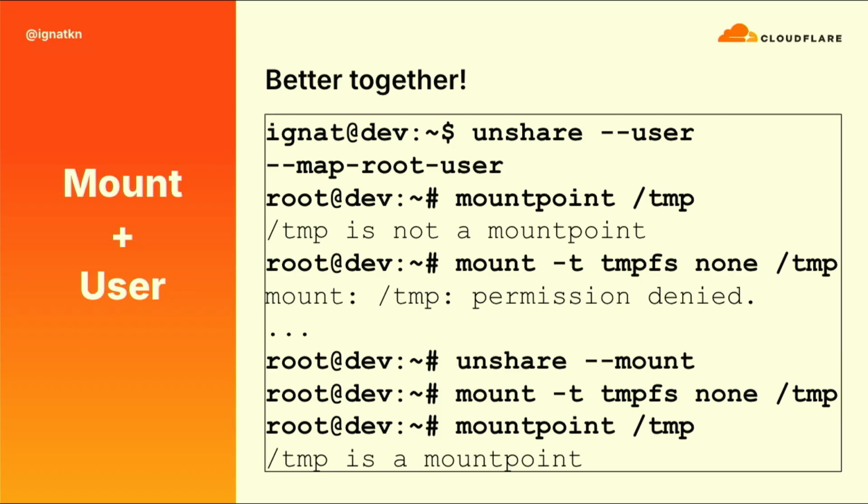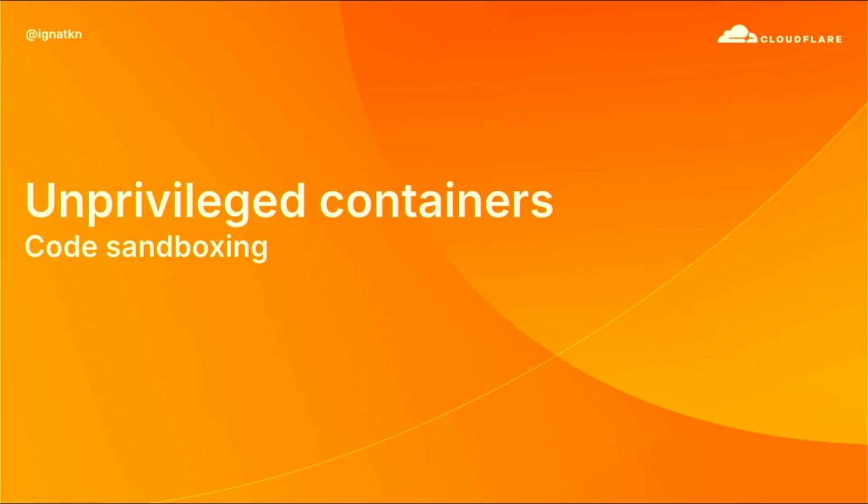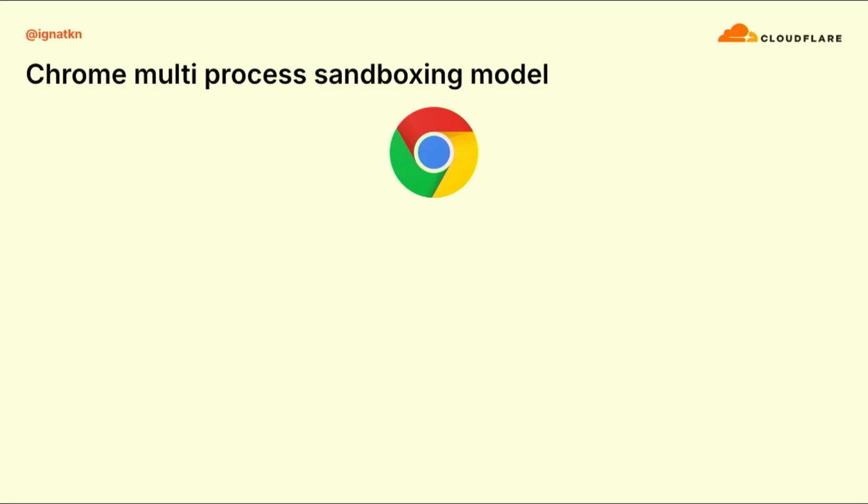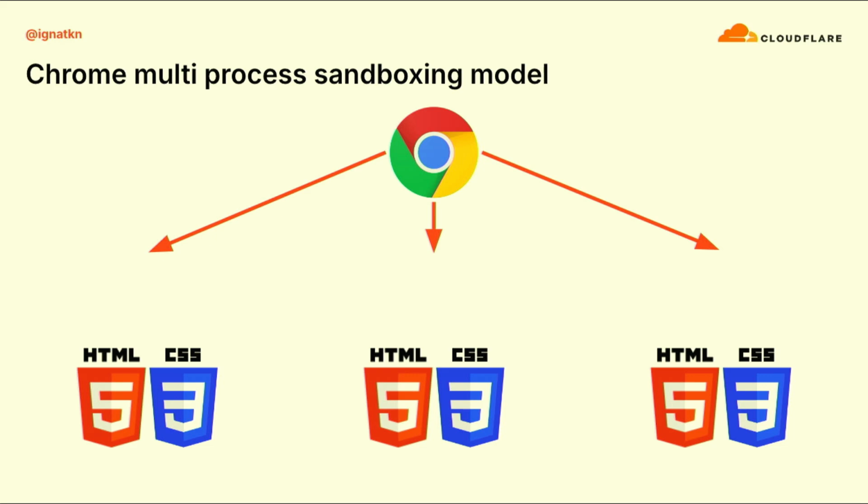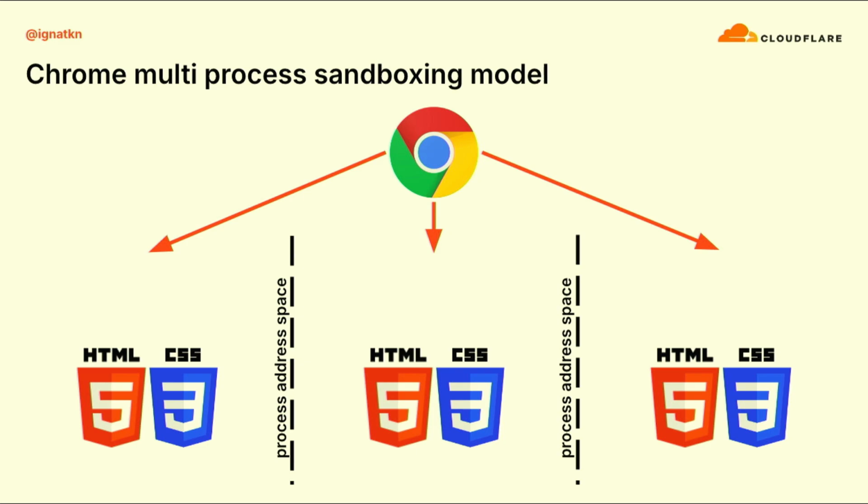So apart from containers, why would you use unprivileged user namespace operations like unprivileged containers? As an example, let's review how Chrome is a very safe browser. They have this multi-process sandboxing model. First of all, each of your Chrome tabs runs in a dedicated process. So the first layer of defense they use is your operating system's process address space isolation. One tab cannot influence the memory of another process.